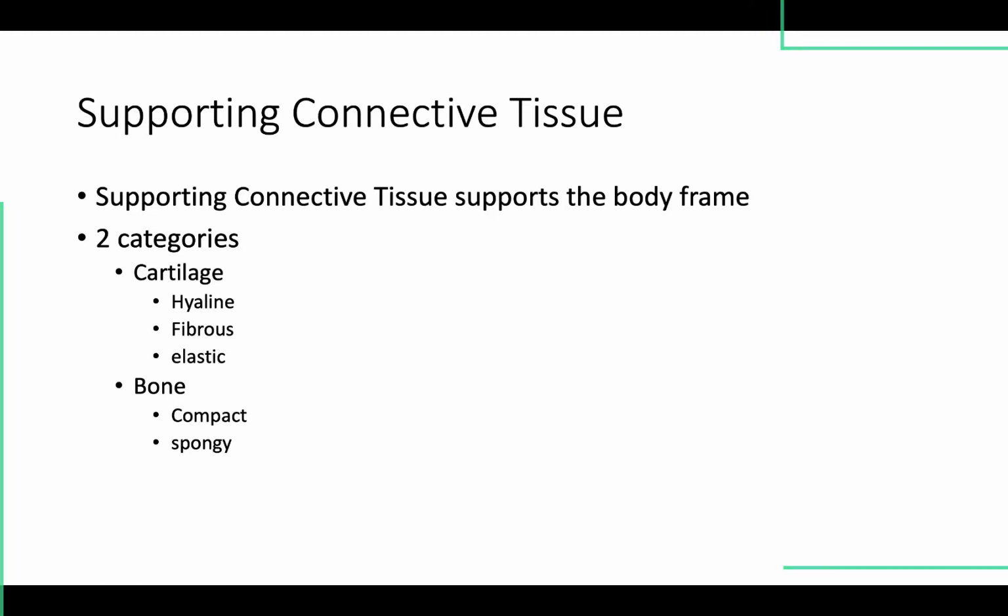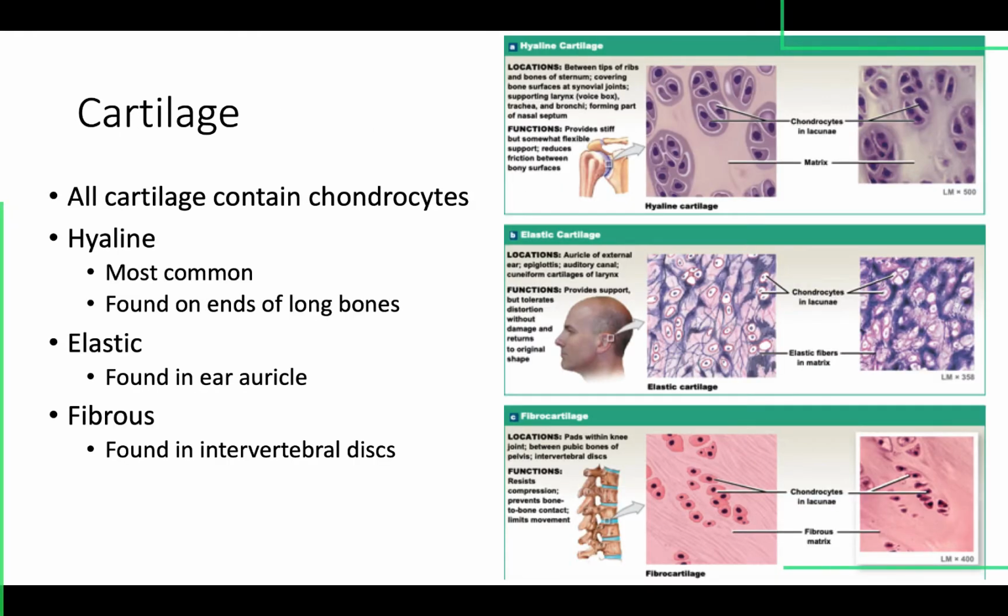So let's look at cartilage first. All cartilage contains chondrocytes. So that's the cell in cartilage. Chondrocytes are very distinct. To me, they look like eyeballs. This is a chondrocyte there. It has a really dark nucleus. The cell membrane stains really dark. So the nucleus and the cell membrane stain dark.